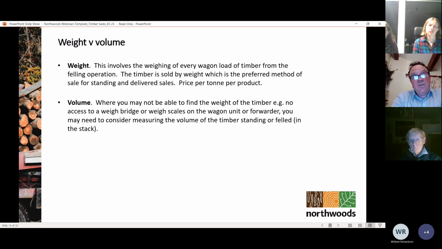Very occasionally, firewood or biomass is still sold in a stack measure, where you measure the stack, you apply a conversion factor to take it back to the solid content, and you advertise it and seek prices in pounds per cubic metre at roadside.